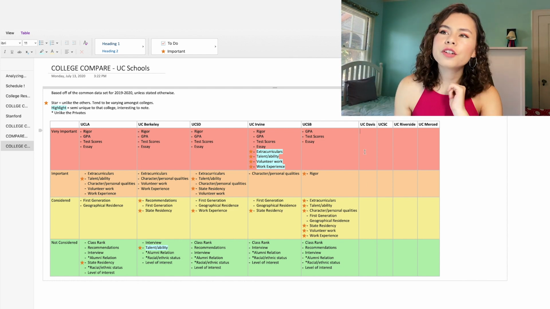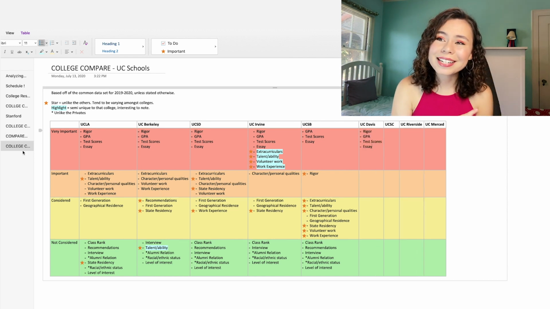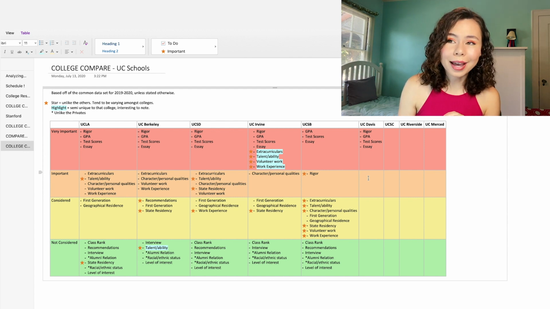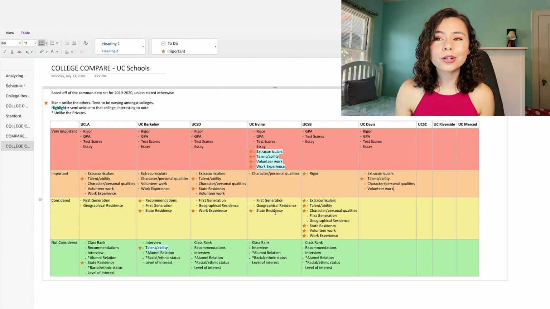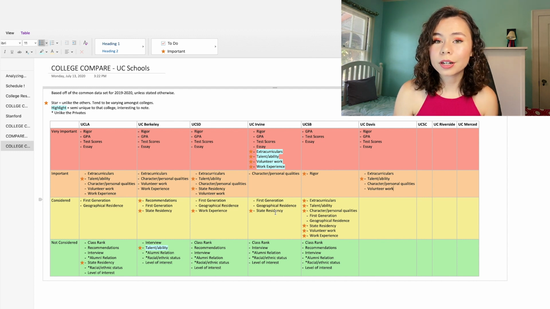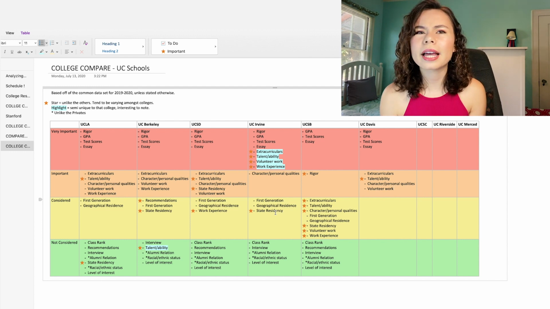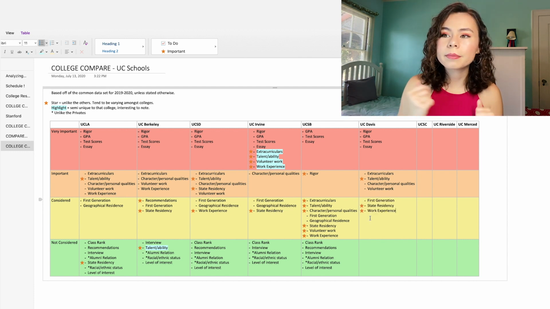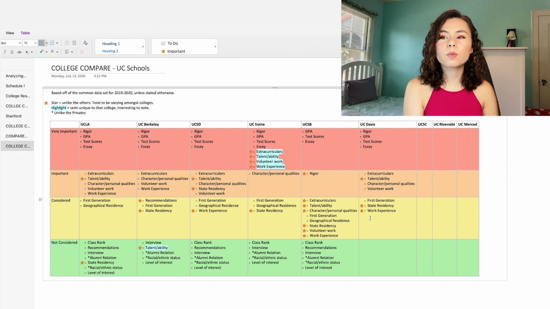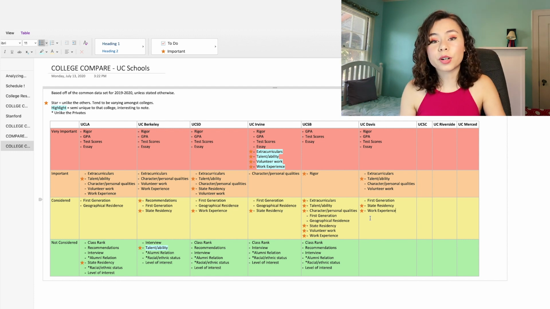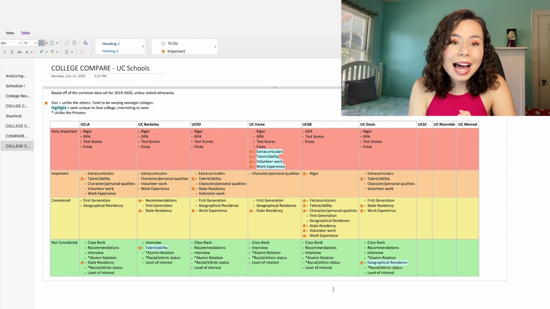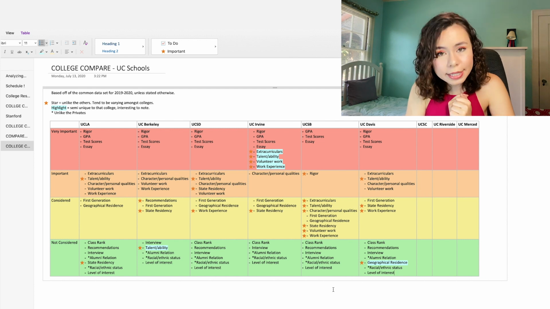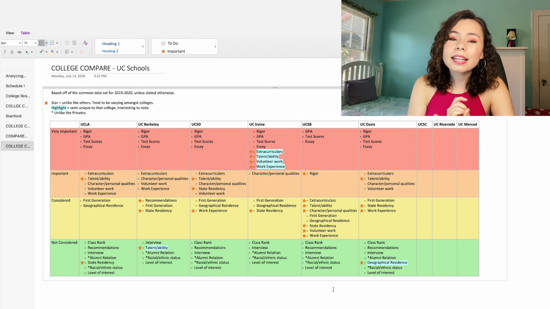Let's go. Under very important, we've got rigor, GPA, test scores, and essay. Yup, makes sense, just like the rest. And then under important, we have extracurriculars, talent or ability, character or personal qualities, and volunteer work. So this is looking pretty much like UCLA, I'd say, except for the work experience, which they're gonna put in considered. Yep, like I said, first generation, state residency, and work experience are under considered. And now for not considered, the things are class rank, recommendations, interview, alumni relation, geographical residence, racial or ethnic status, and level of interest.